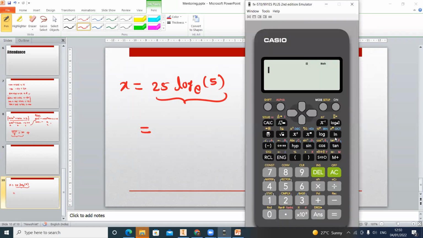Directly there is one option which is ln. Here two logs are available. One is log and the second is ln. So ln is the log to the base e. Always remember this ln button stands for log to the base e, and here log is log to the base 10. So for this equation, 25, then ln 5, close the bracket and equal to. We will get the answer, 25 log to the base e 5 is equal to 40.23. Just make sure that your mode is normal mode.